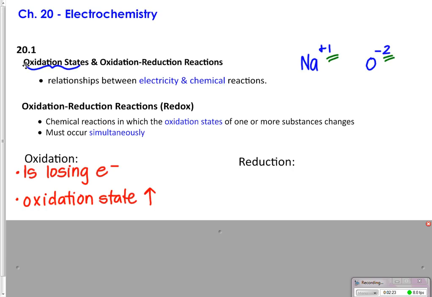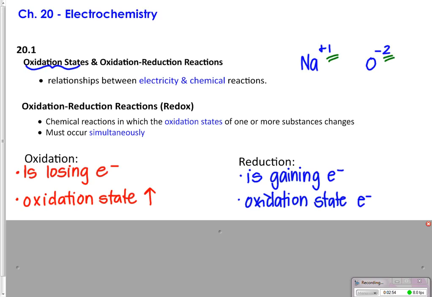So as long as your oxidation state or number, the charge on you, increases, you've lost electrons and you were oxidized. Reduction is the gaining of electrons. And so your oxidation state is going to have to go down because when you gain electrons and electrons are negative, your charge will go down. So your charge might be going from a -2 down to a -4, or from a +2 down to 0.